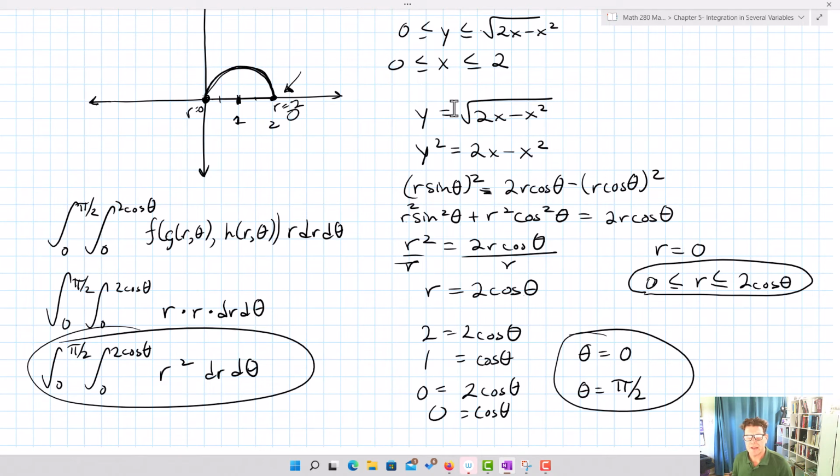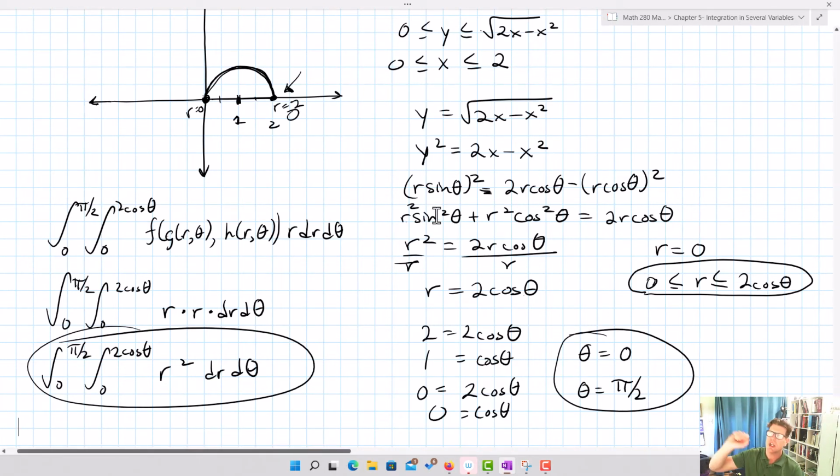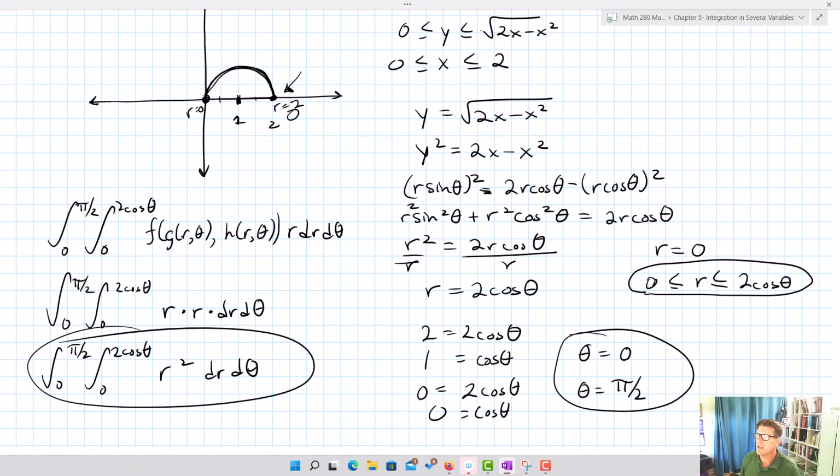Let's take a look at one in which we're actually going to go from the very beginning. It's going to take us a minute or two to do it, but I think it would be good so you can see constructing the Jacobian, changing over our bounds, changing over our function, putting it all together so that we have a true change of variables.